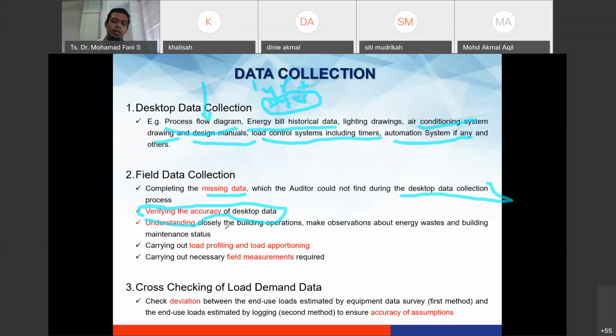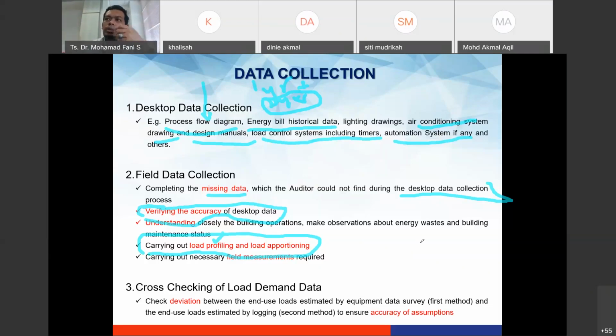Understand closely the building operations, and make observations of energy waste and building maintenance status. So check the operation, building maintenance and energy waste during the data collection. Carry out load profiling and load optioning. For load profiling, from the load that we measure, maybe from the power meter, or they use their own digital power meter installed in the subsystem. We just verify whether their DPM or sub meter is in good condition or not, and if okay, we can use their data.